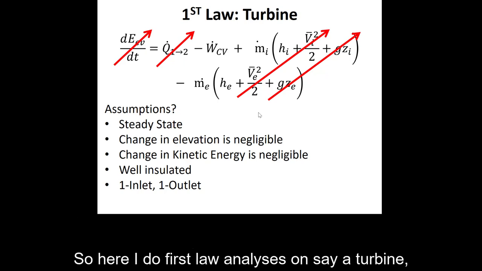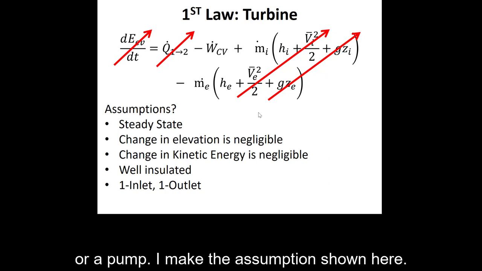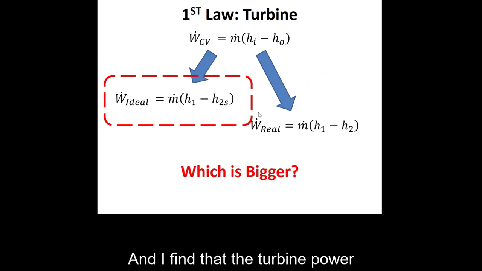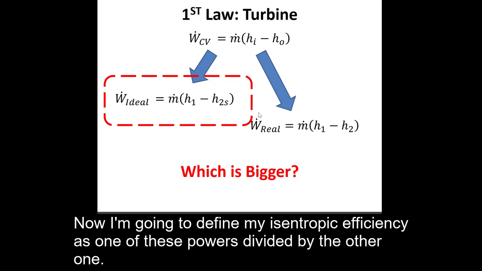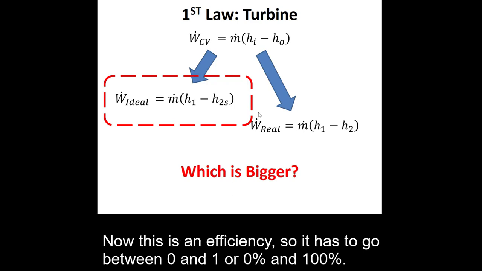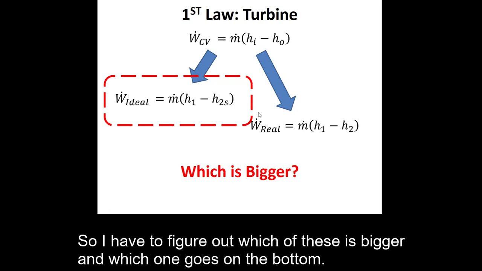So here I do first law analyses on, say, a turbine or a pump. I make the assumptions shown here, and I find that the turbine power is going to be m dot times h in minus h out. Now, I'm going to define my isentropic efficiency as one of these powers divided by the other one. Now, this is an efficiency, so it has to go between 0 and 1, or 0% and 100%. So I have to figure out which of these is bigger and which one goes on the bottom.